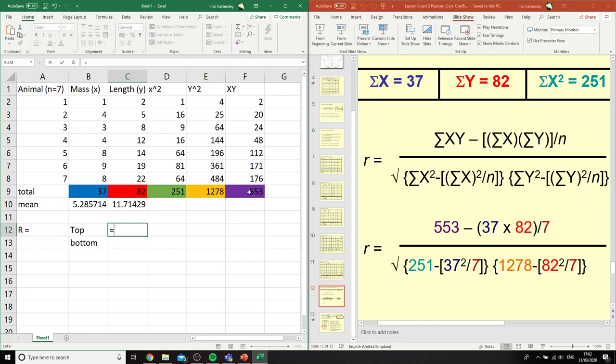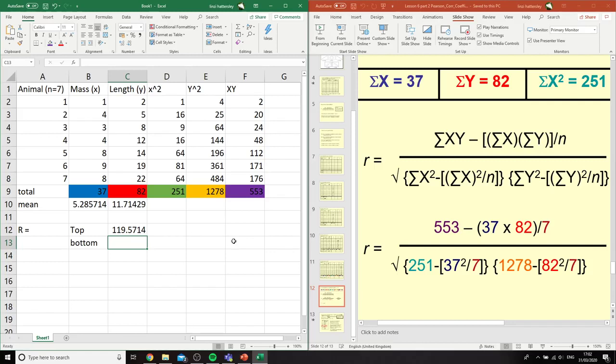Alright. Select XY. That's the sum of XY. Okay. Minus. Open the bracket again. 37 times 82. That's y. Close the bracket. Divide that by 7. Close the bracket again. Okay.